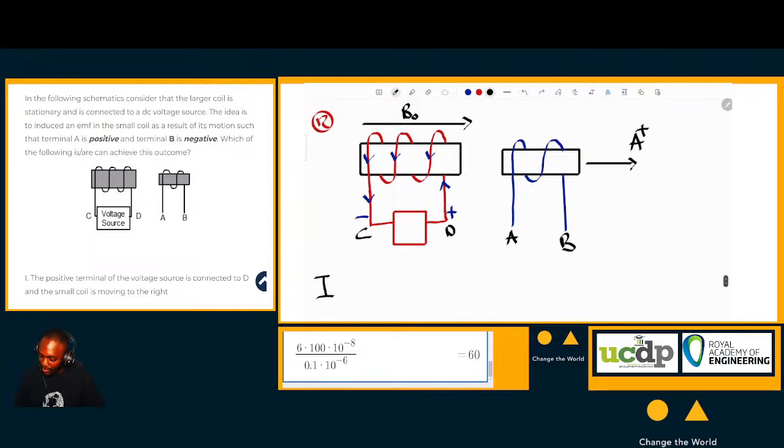So we've identified that the flux is going to decrease. Now let's determine what will be the direction of the induced flux. It's decreasing. What will be its direction? Now you should be quick. When the flux is decreasing, what would be the direction of the induced flux?